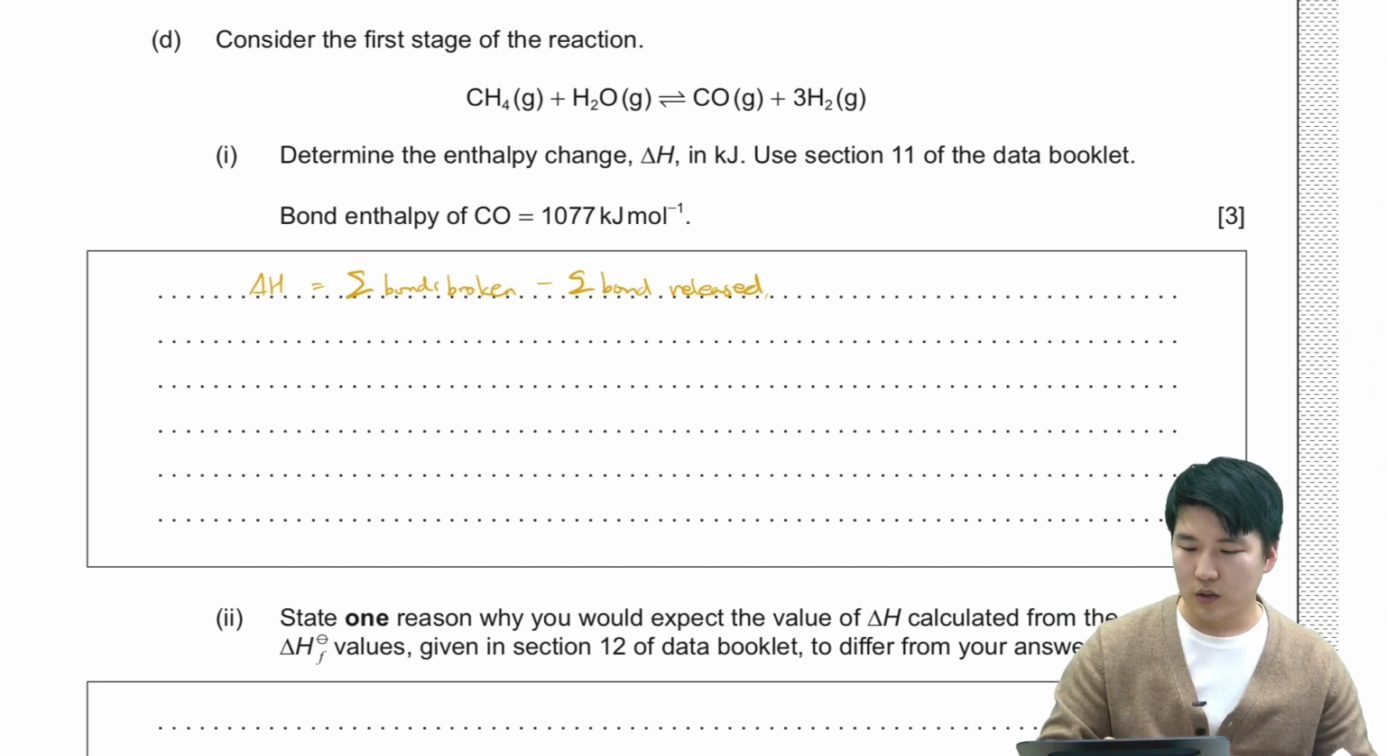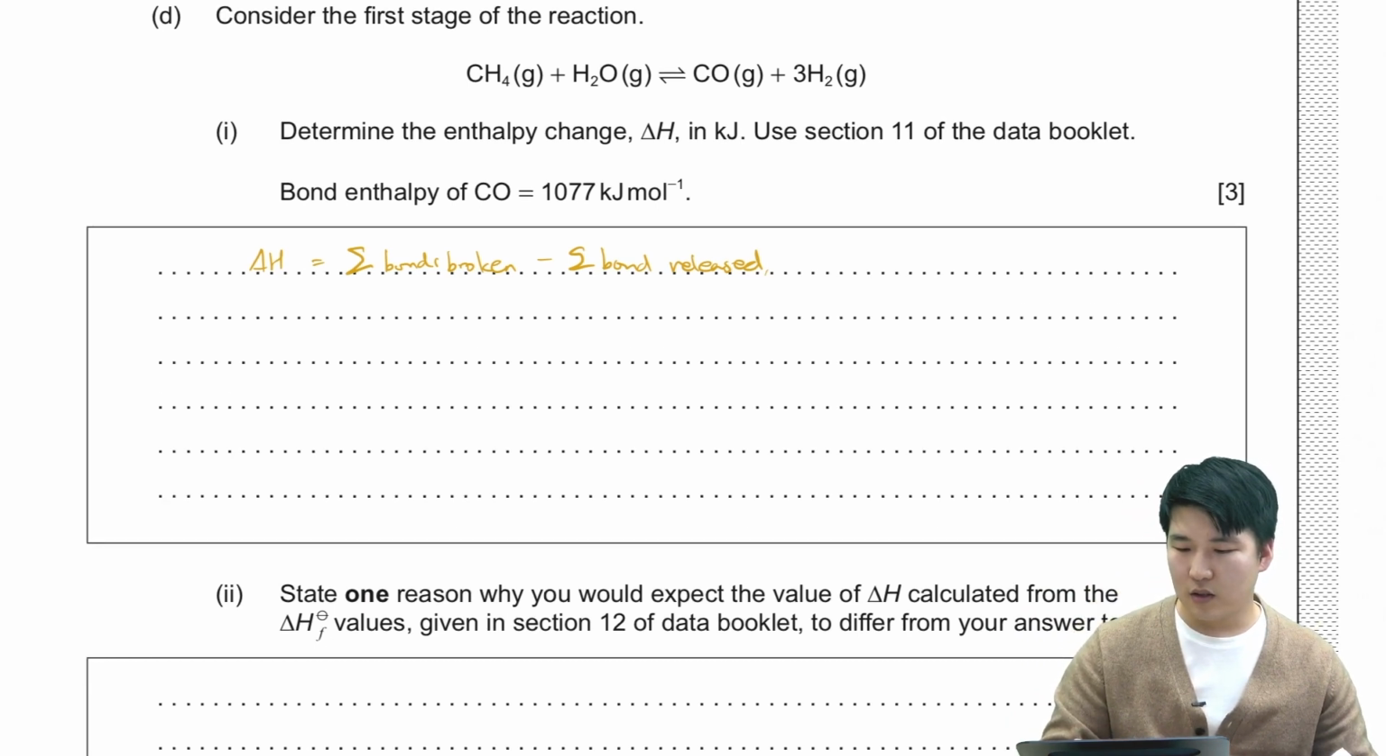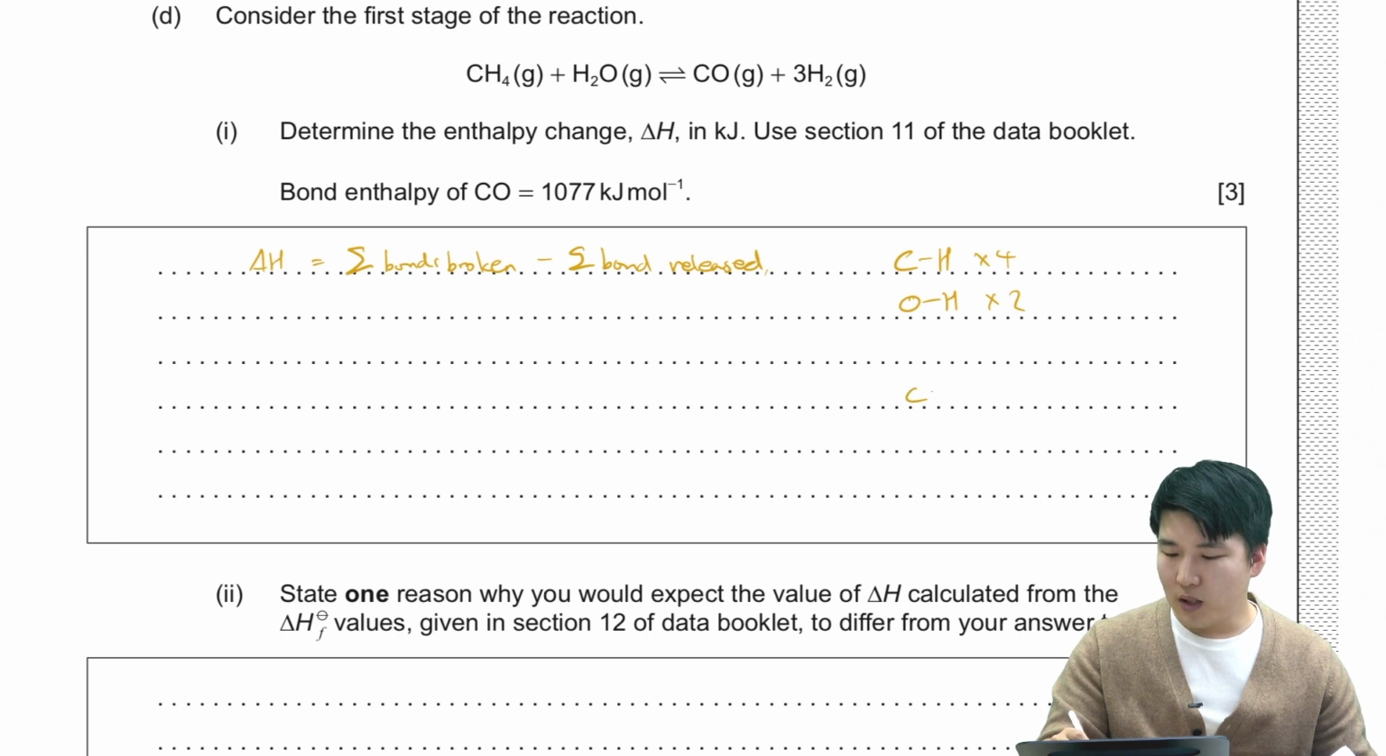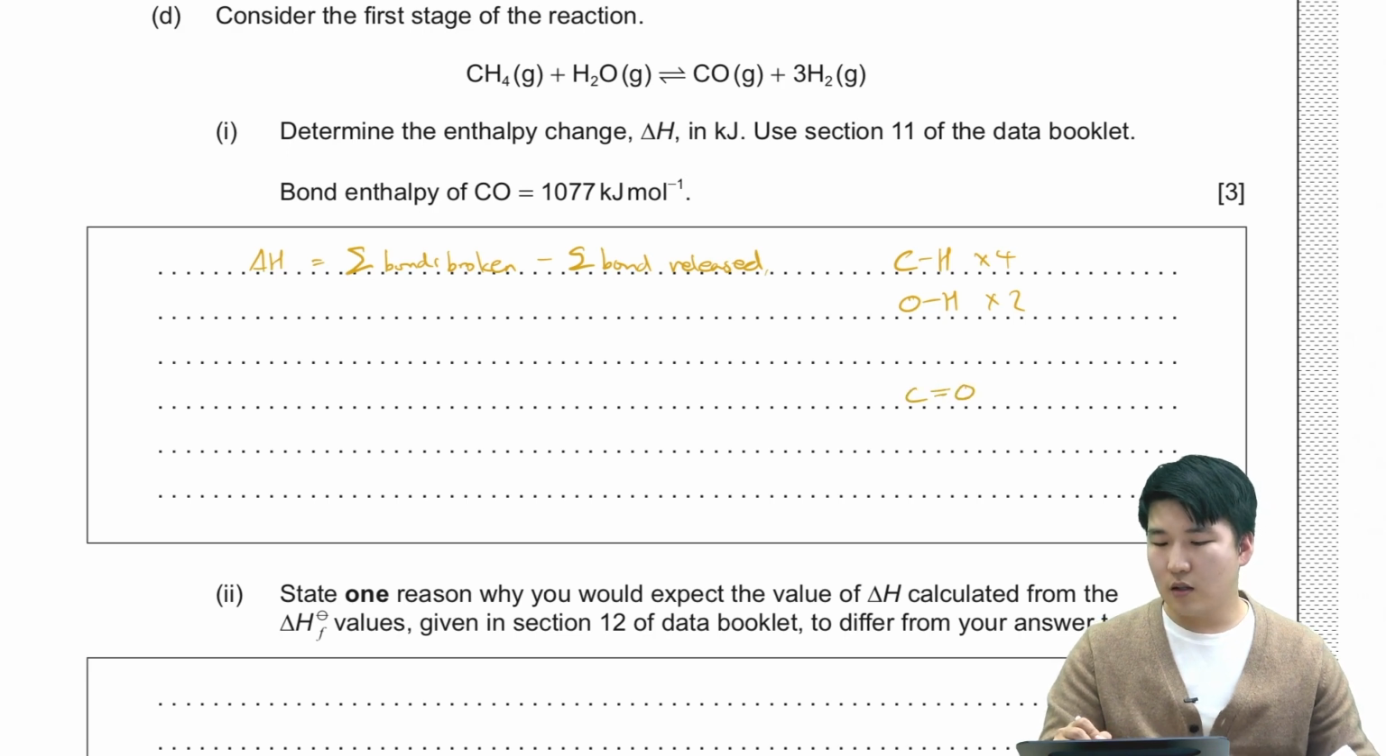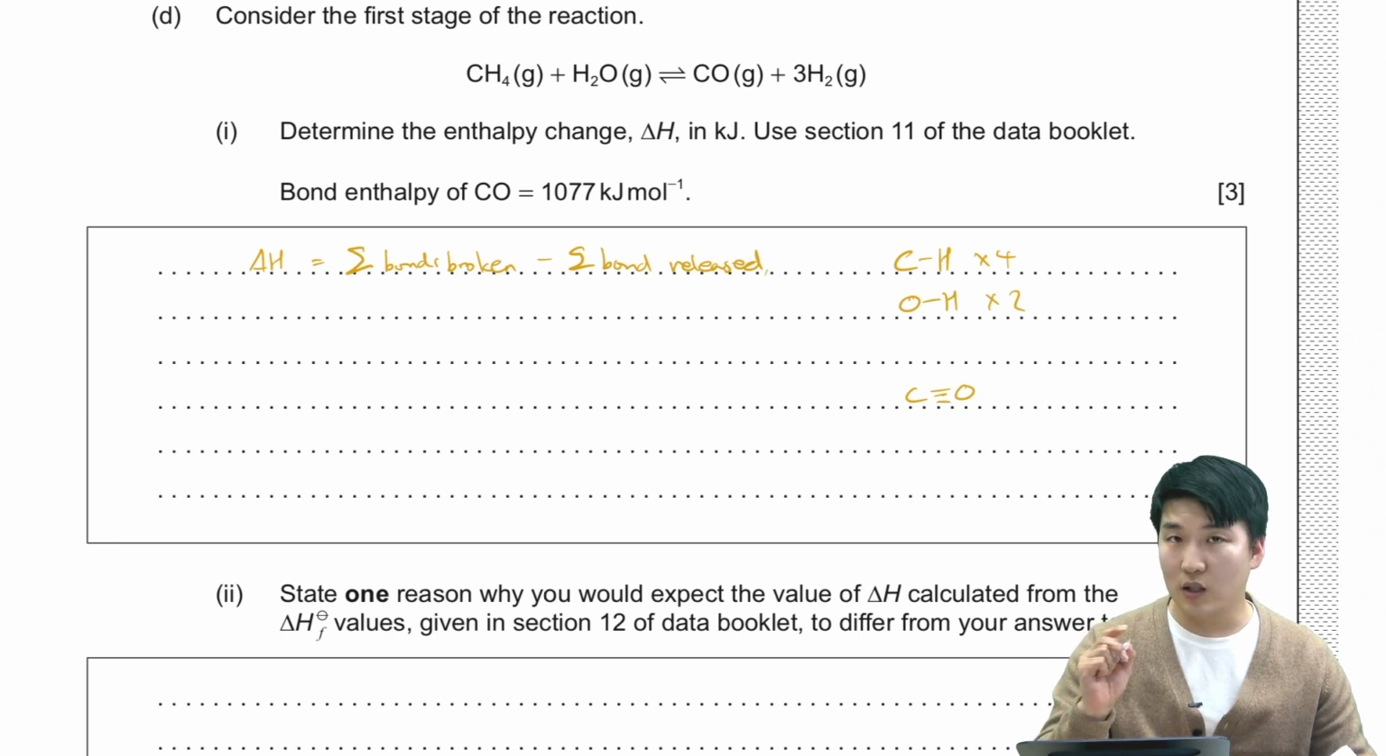So we need to find what the C-H bond enthalpy is, where there will be 4 C-H single bonds. We'll be needing 2 O-H bonds. We'll be forming C≡O. Now this is quite tricky. I won't go into details, but it's going to be a triple bond.